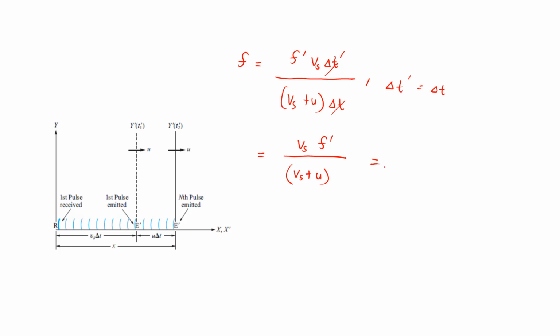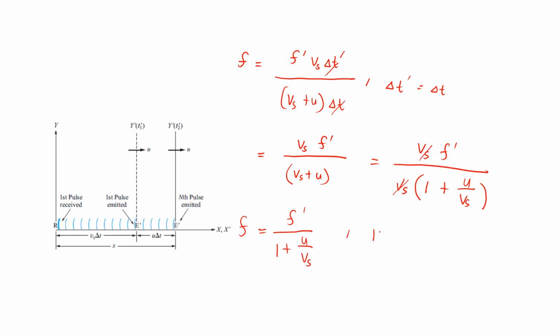Now if we take v sub s out, so we have v sub s f prime over v sub s. We take v sub s in the denominator out, so we have 1, and then u over v sub s. We can cancel this out, so we are left with f is equal to f prime over 1 plus u over v sub s. Now we define kappa being equal to 1 over v sub s. So we can write the frequency equals f prime over 1 plus kappa.